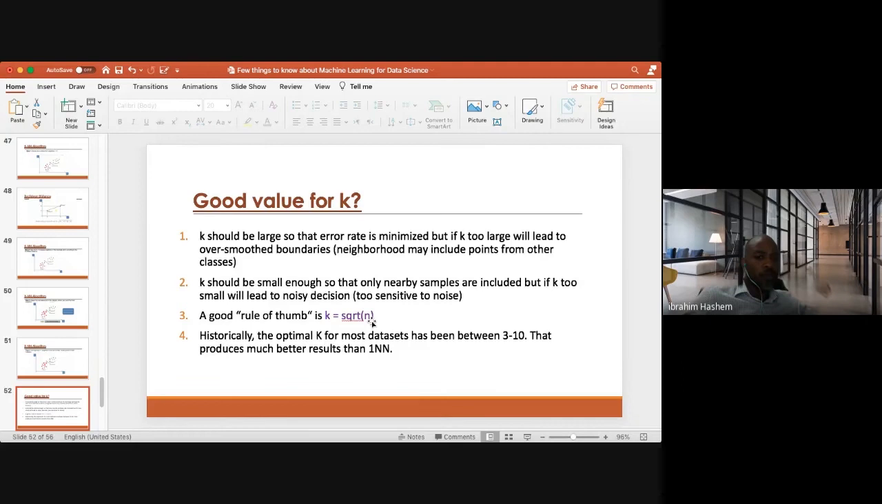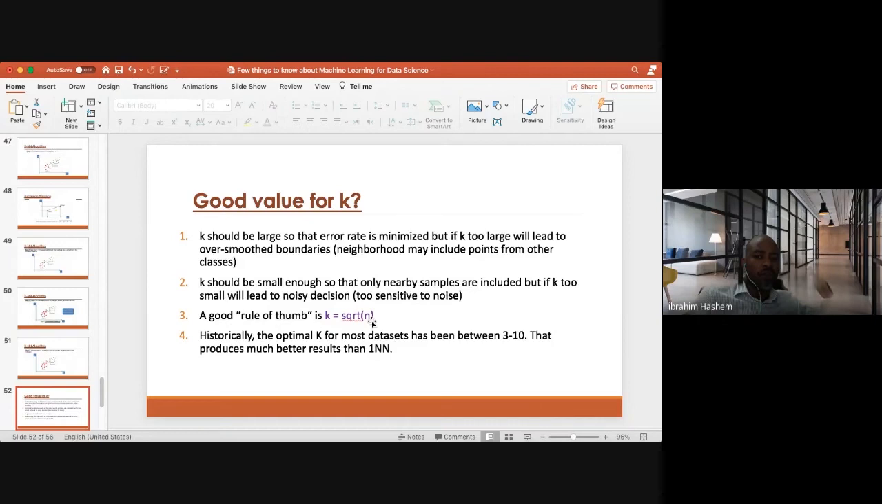So these are the common issues with KNN. If we choose the K too big, it might lead to over-smoothing. If we choose the number too small, let's say 1 or maybe 2, it may create the issue of noise and may not lead to a better decision.